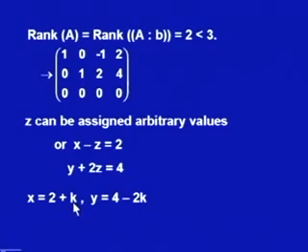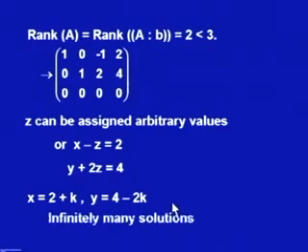And that means you can give arbitrary values to k and we will be having different solutions. So as we change values of k, x and y will vary, and that means we will be having infinitely many solutions for the given system. And this happened because the determinant of A is 0 and rank of A is 2, which is less than 3. So we have infinitely many solutions in this case.